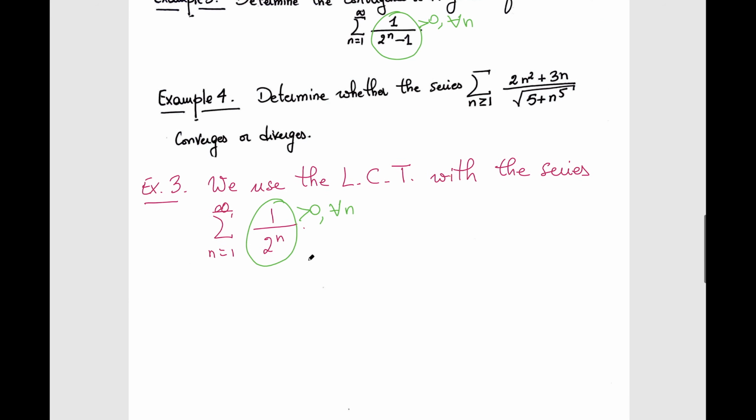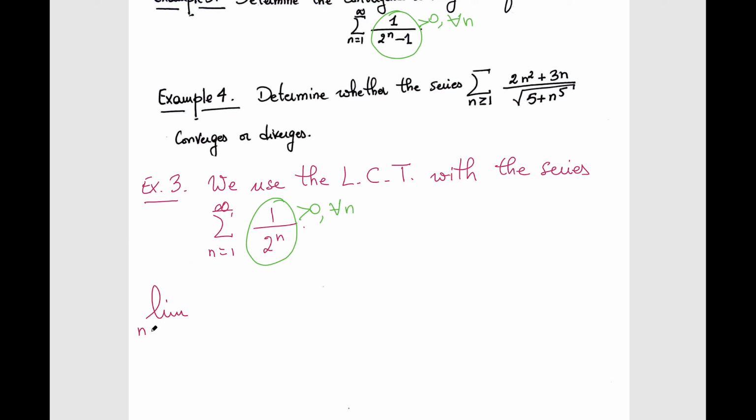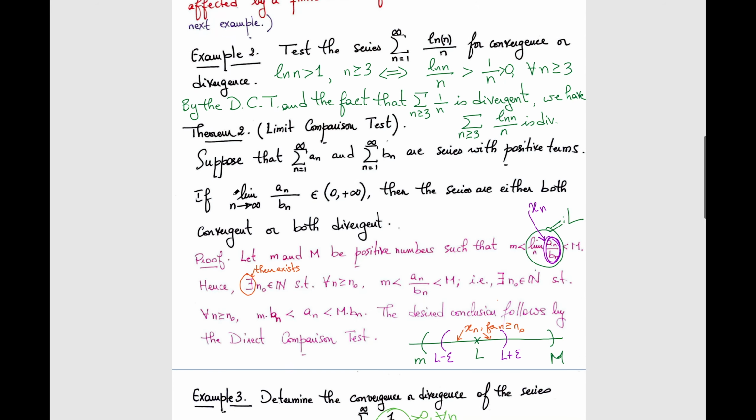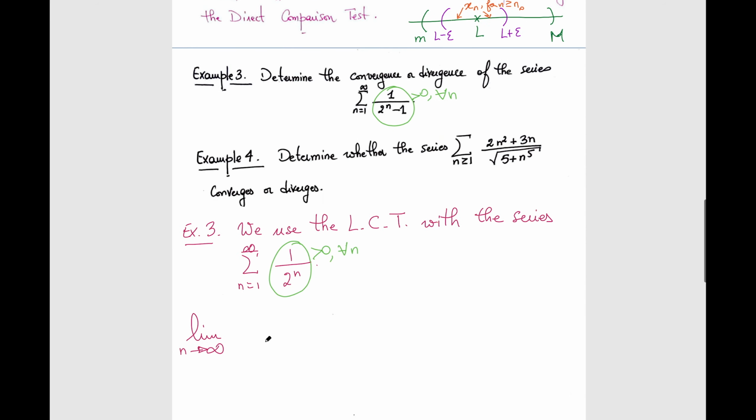Okay. So now what I'm going to do is I'm going to take the limit as n goes to infinity of an divided by bn. So what am I doing again? I'm using the limit comparison test. So I'm checking if the limit of this quotient, the quotient of the terms as n goes to infinity, is positive and finite. So that's what I'm doing. So it doesn't matter which one is an, obviously, and which one is bn. Doesn't matter. Let's take 1 over 2n minus 1 upstairs divided by 1 over 2n downstairs.